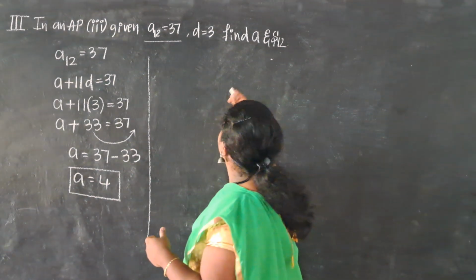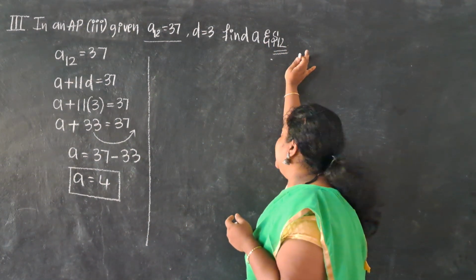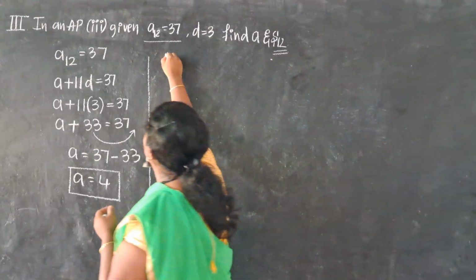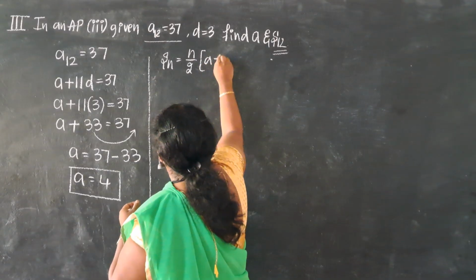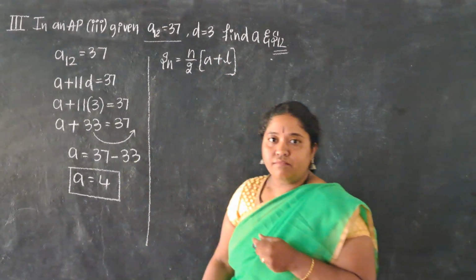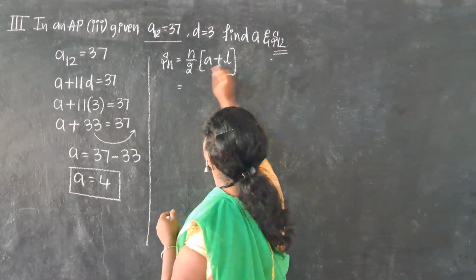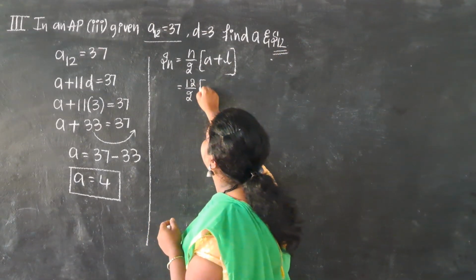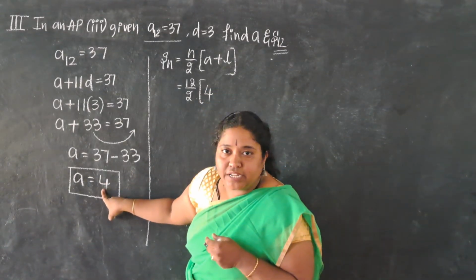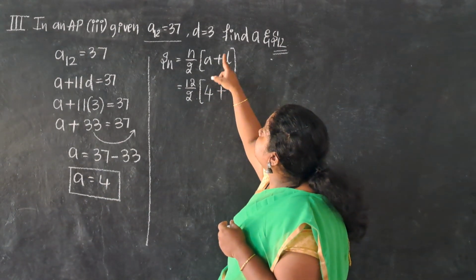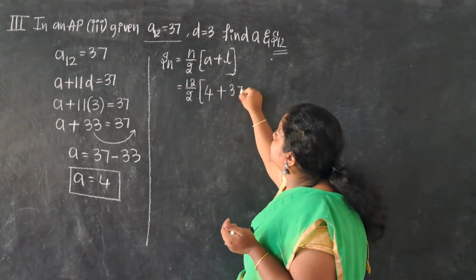Which formula will I be using, the first formula or the second formula? The second formula. So how can I write the second formula? Sn is equal to n by 2 bracket A plus L. Now look at the board. N is 12 because I should calculate S12, and A, the first term, we have already calculated: it is 4. And the last term is A12 itself, that is 37.